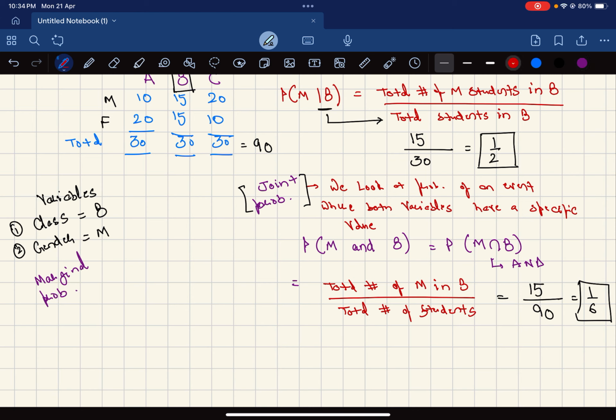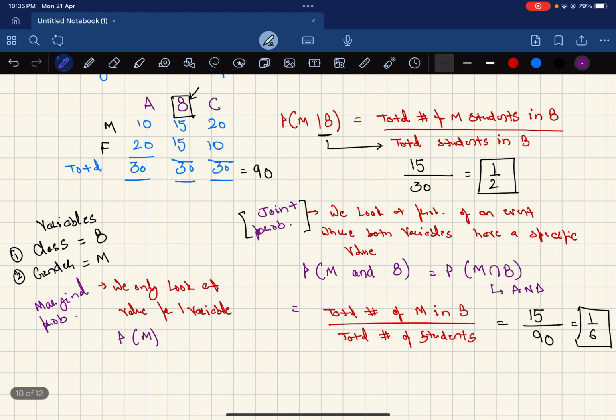So, for marginal probability, we only look at a value for one variable. Instead of having a value for both the variables, we look at a value for only one variable in this case. Now, let us say we want to calculate the probability of getting a male student. In this case, we are not given any condition. Also, we are not given the value of the other variable at all. So the male student could be from any class. He does not necessarily need to be from class B.